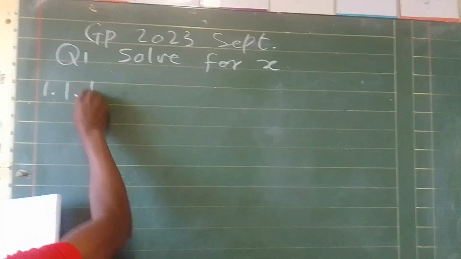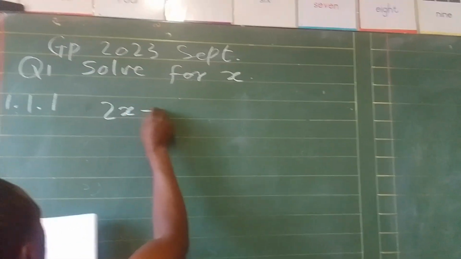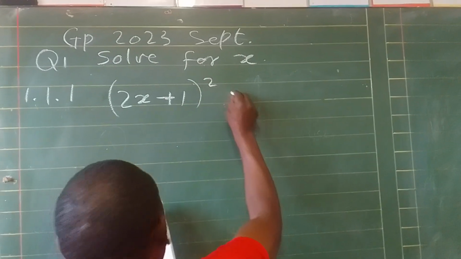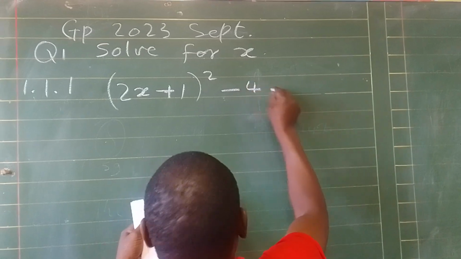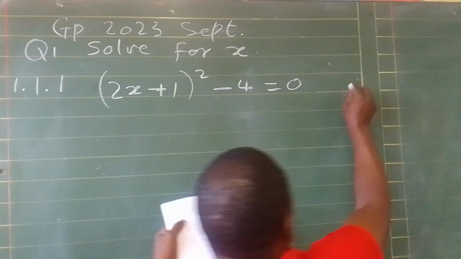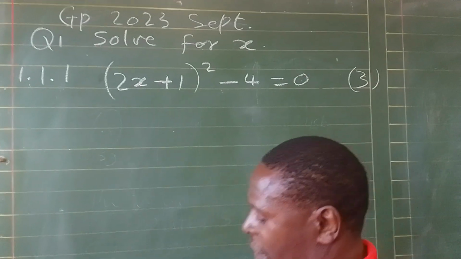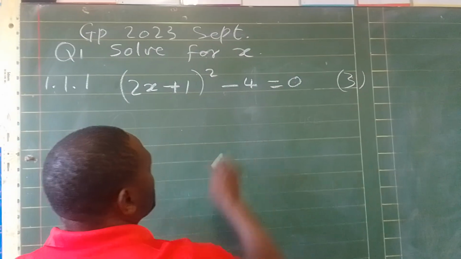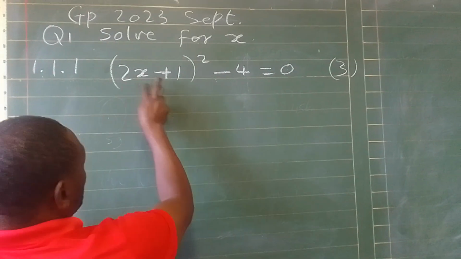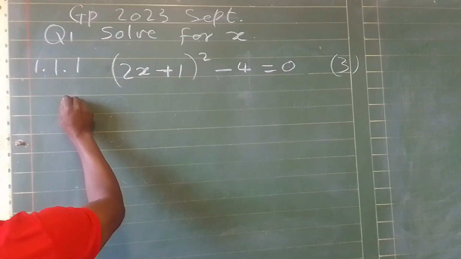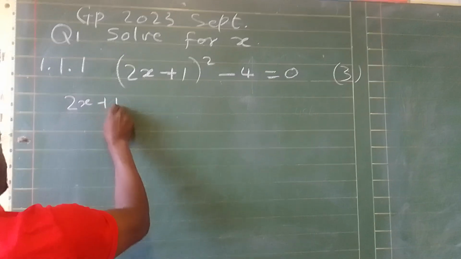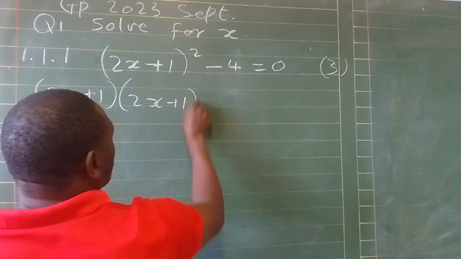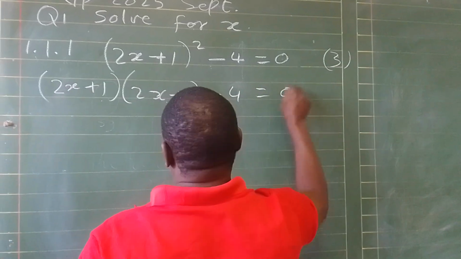1.1. 2x plus 1, all squared, minus 4 is equal to 0. This particular question is worth 3 marks. So now this is a straightforward thing. We are going to expand this bracket. It's going to be 2x plus 1 times 2x plus 1, minus 4 is equal to 0.